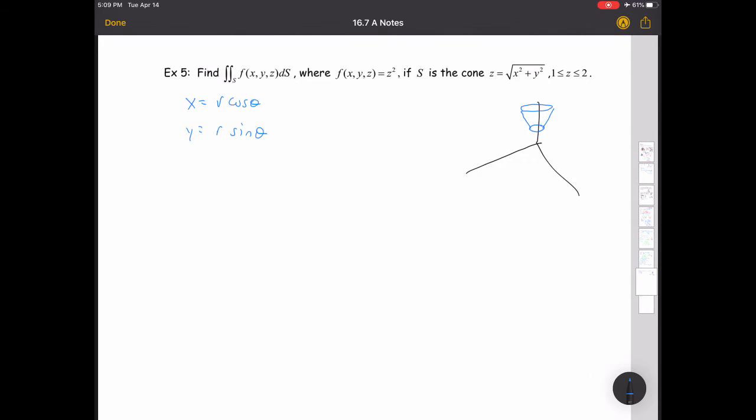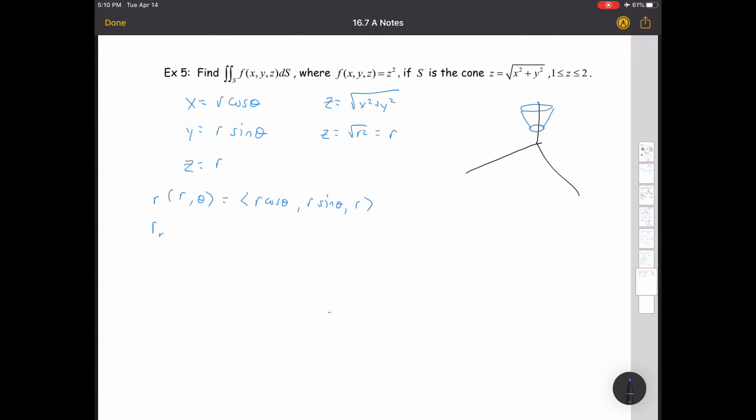and we have to figure out how to put z in terms of r and theta. Z is the square root of x squared plus y squared. But remember, in cylindrical, x squared plus y squared is r squared. So z is the square root of r squared, which is just r. So now z is in terms of r and theta. So let's go ahead and write our r of r and theta. I know that's always weird to see it like that. It's going to be r cosine theta, r sine theta, r.